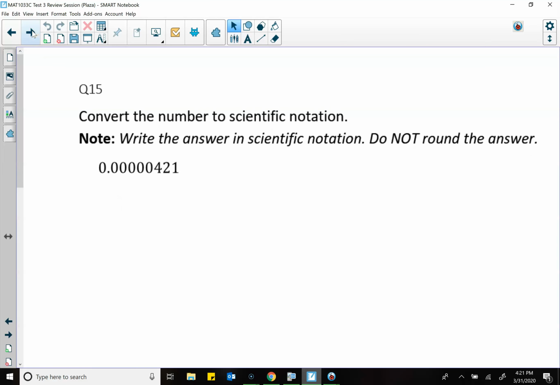All right, question 15. So 14 was from 5-1. Question 15 is from 5-2. So they want us to take this decimal, writing it down real quick, and turn it into scientific notation. Okay?